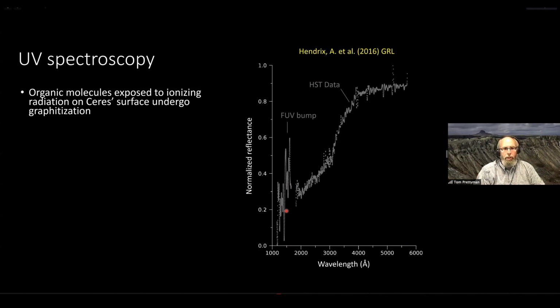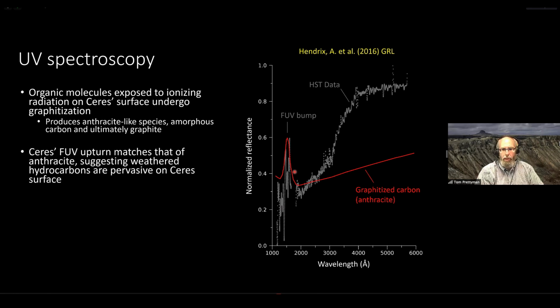So UV spectroscopy provides more clues. On the right, we have data from Hubble. This is Hendrix et al., where we have normalized reflectance versus wavelength. And you can see in the far UV, there's this bump. And this bump is associated with graphitized carbon species. And this could have resulted from organic molecules exposed to ionizing radiation, which breaks bonds and removes the hydrogen, producing this bump.